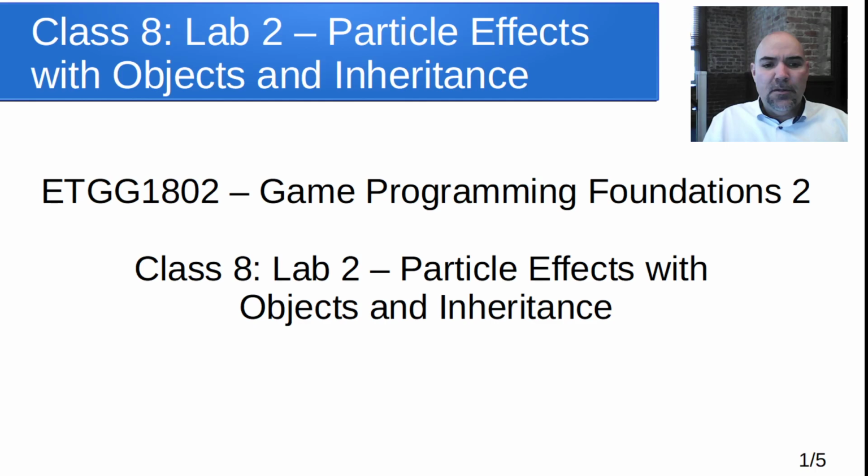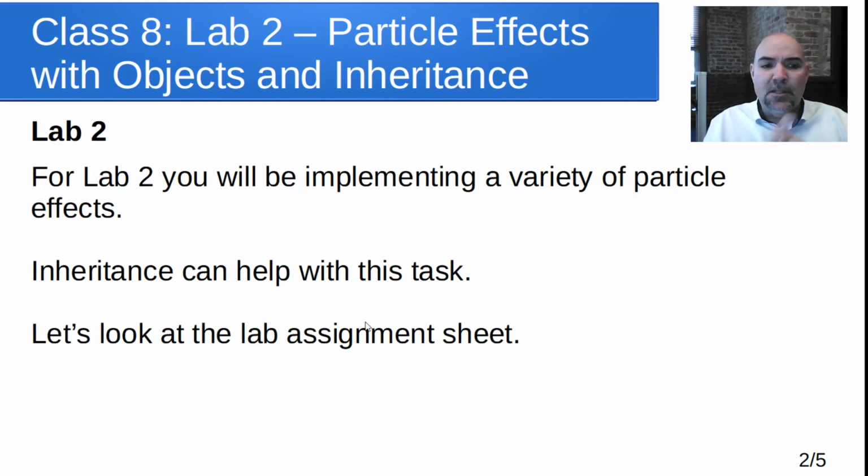Essentially, Lab 2 is going to be doing some particle effect stuff, and there's also going to be some stuff with objects and inheritance. So for this lab, you're going to be implementing a variety of particle effects. Inheritance is going to help you with that task, so you don't have to rewrite all of the code for each kind of particle. So let's take a quick look at the lab assignment sheet. Give me a second to switch over to that.